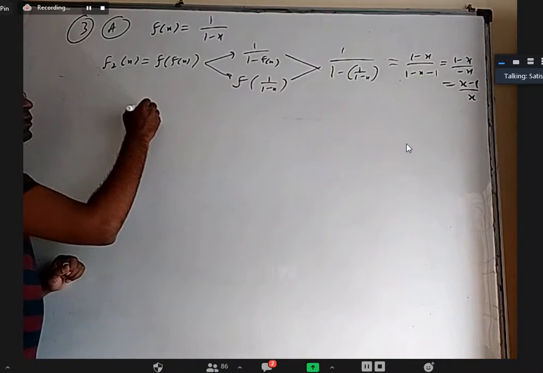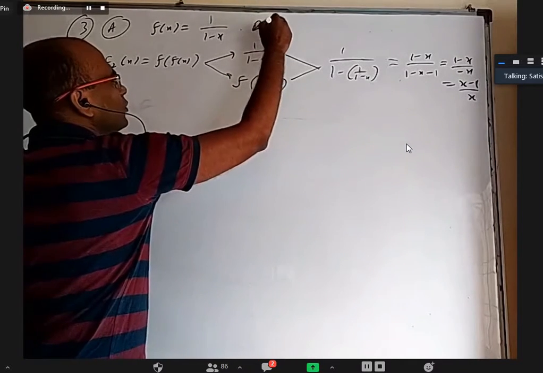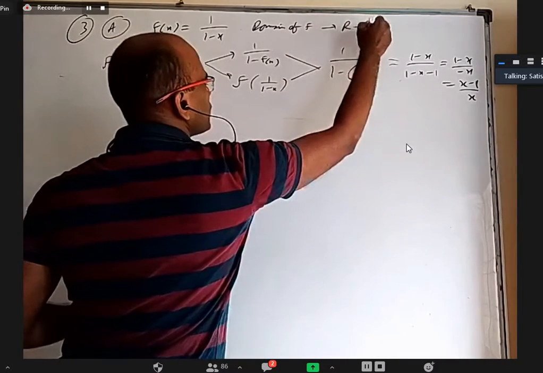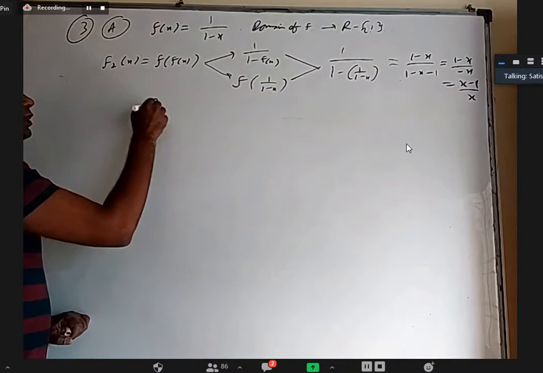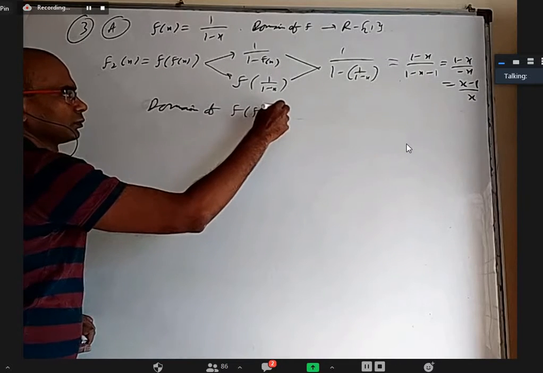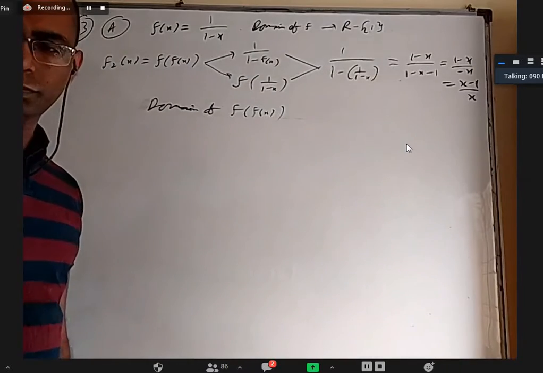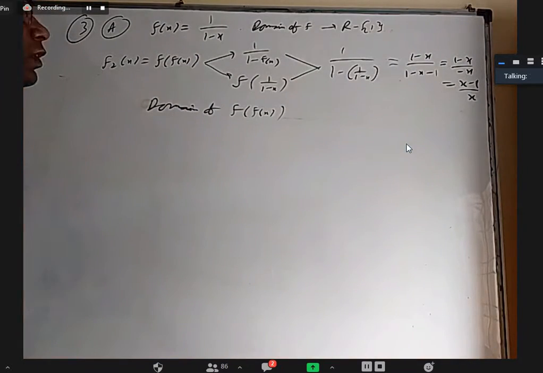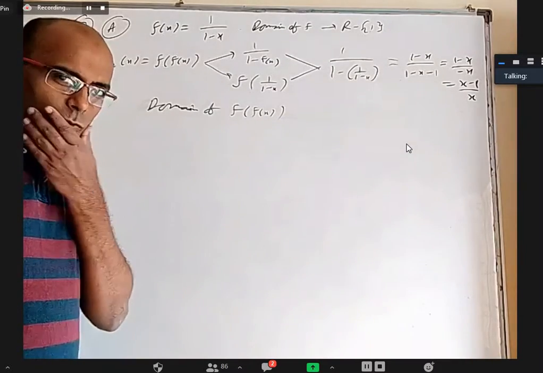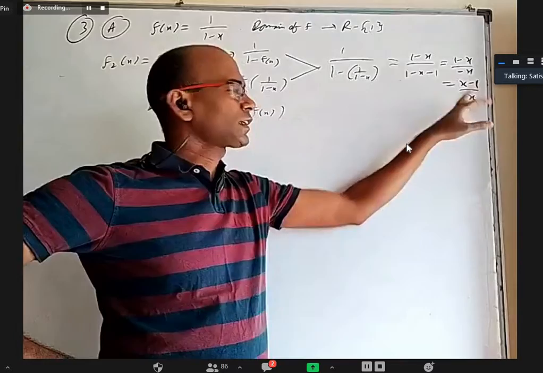Okay. Can anybody tell me what is the domain of f? Domain of f: R minus 1. Okay, all real numbers except 1. What is the domain of f2 of x? R minus 1 comma 0 comma 1. R minus 0 comma 1, sir. Why 0 comma 1? R minus 0. Only 0, right? Yes, look at x minus 1 by x. X should not be 0. That's all.